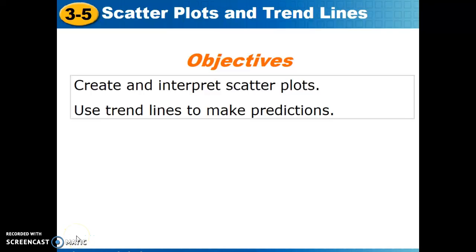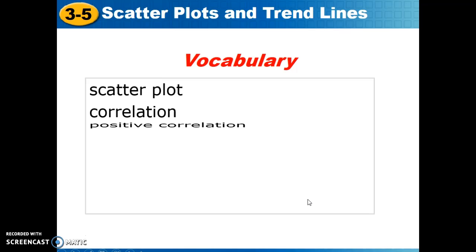Hi, welcome. We're going to be looking at lesson 3.5 today, discussing scatter plots and the lines that describe them. We're going to refer to them as trend lines. We're going to create and interpret scatter plots, and we're going to use trend lines to make predictions.